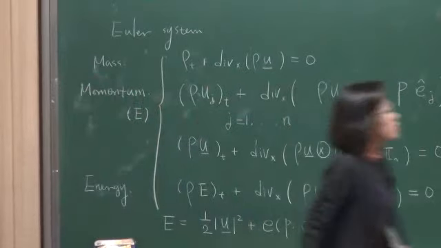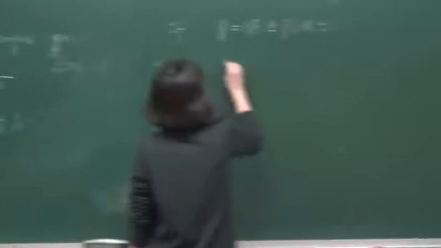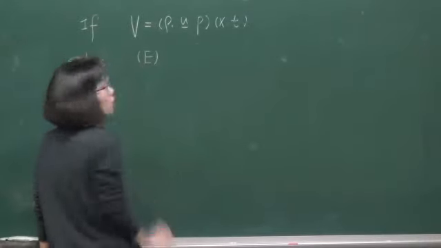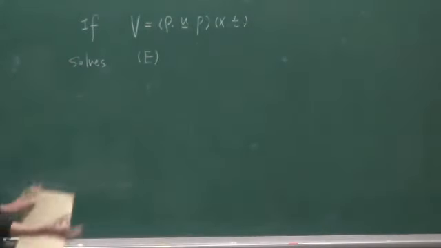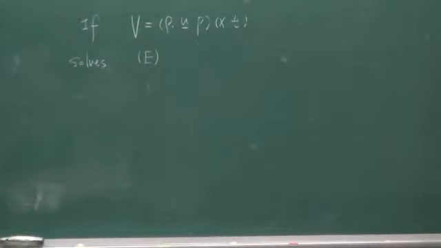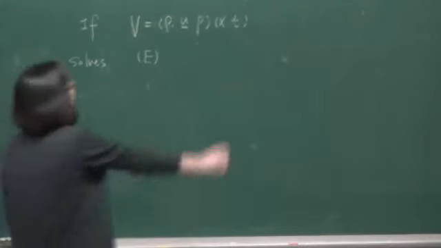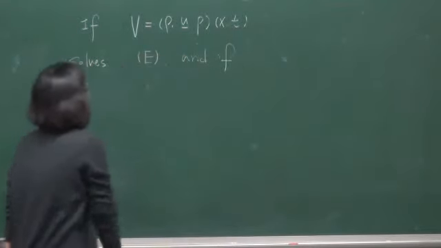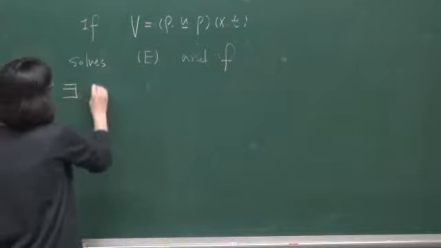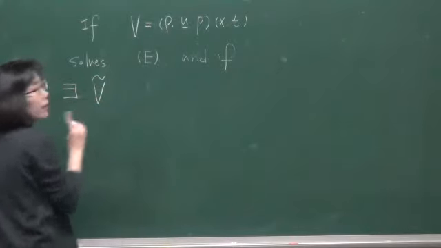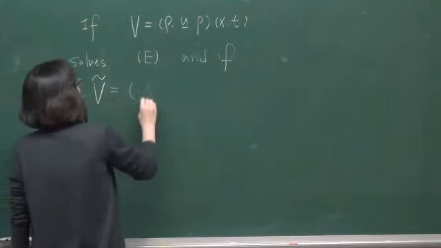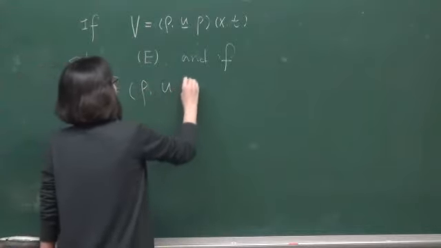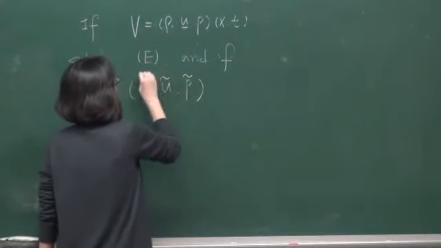So if our system solves the unsteady Euler system E for all x and t. Here I didn't specify the domain, but let's say just for any x and t. And if there exists a vector field V tilde, now this is given by the following.